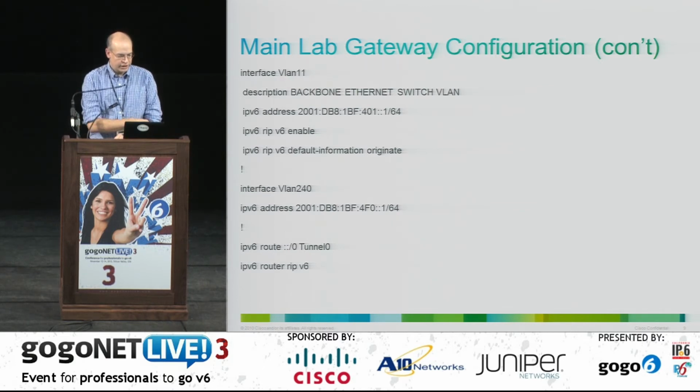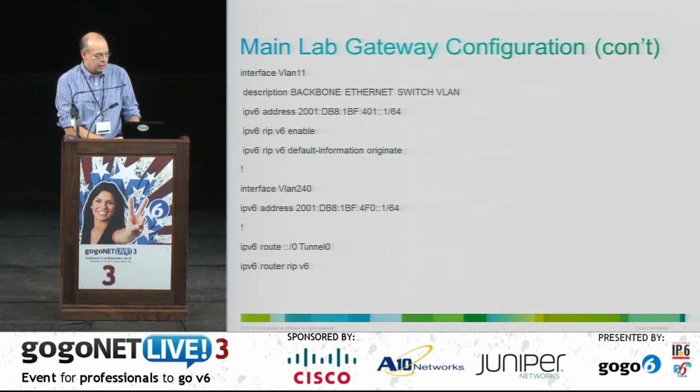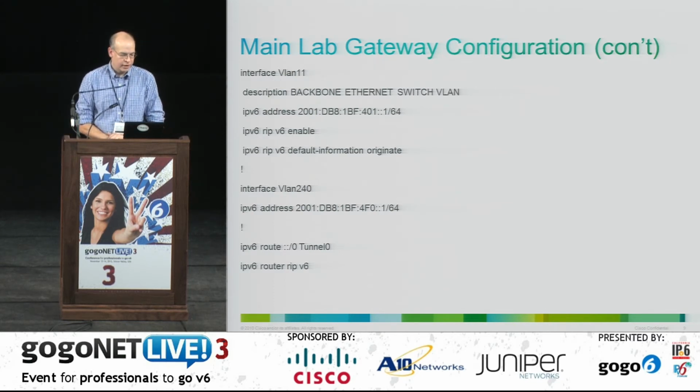The next one, the VLAN 240 here, is an example of the configuration needed for connecting either directly to a device or through a layer 2 switch where a bunch of devices could connect. Very simple. It's just doing SLAAC. And then at the bottom here we have our default route pointing out to the tunnel 0 and having to enable a global RIPv6.